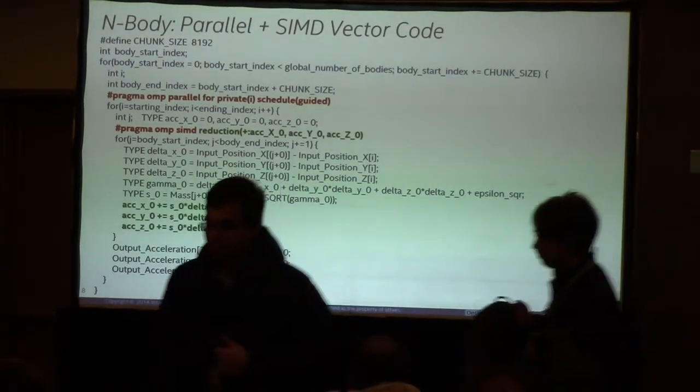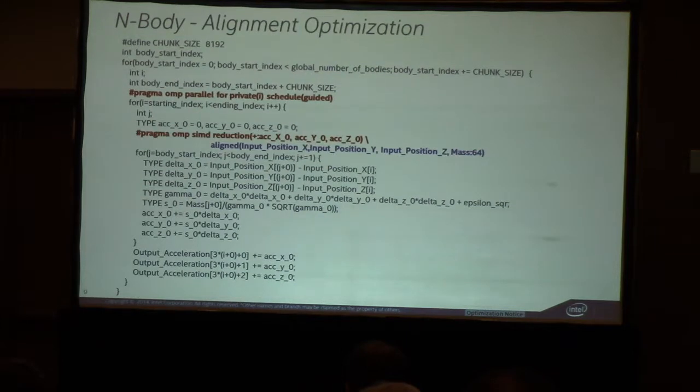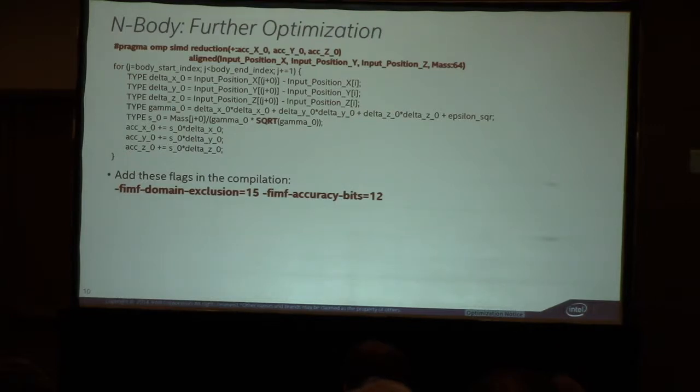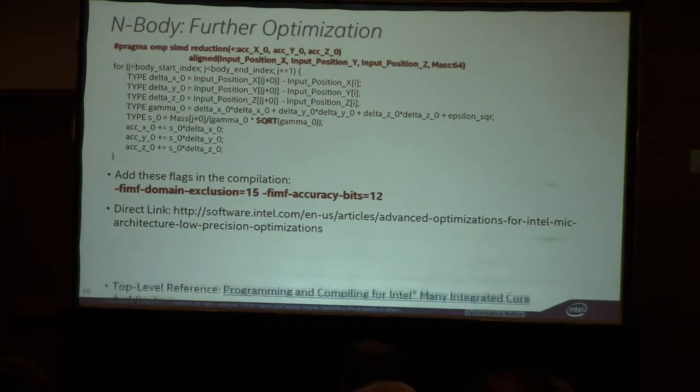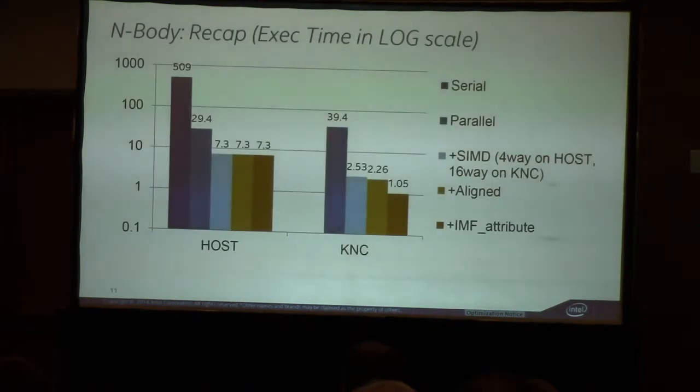You can then add some SIMDs and reductions, and everything improves a whole lot more. So that got us another 4x or 7x, and a 15.6x improvement on the 16-way vectors on the KNC. By telling the compiler that the data's aligned, that gets us yet more performance improvement, and then we can do some more smarts. This is a slightly cheaty one that says to the compiler, turn down the accuracy of things a bit, and that gets us some more performance on the Xeon Phi. So that gets us another 2x on there.